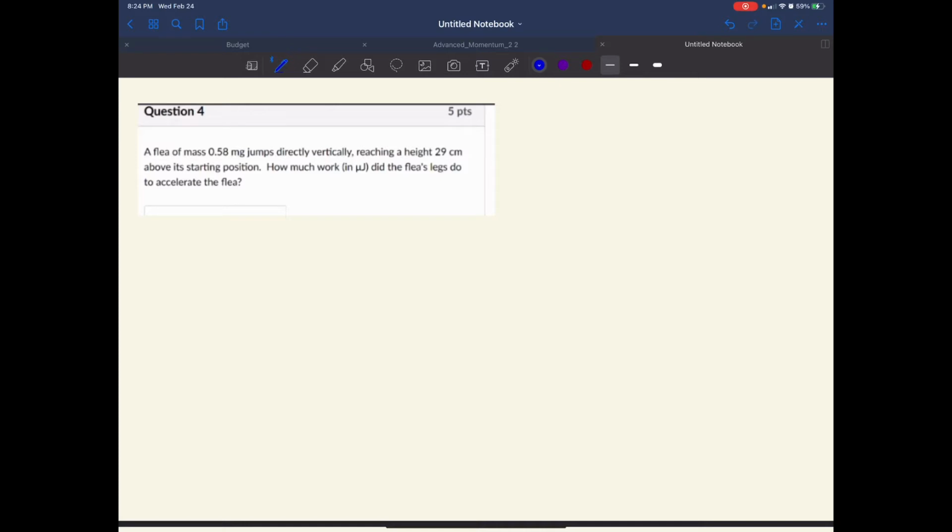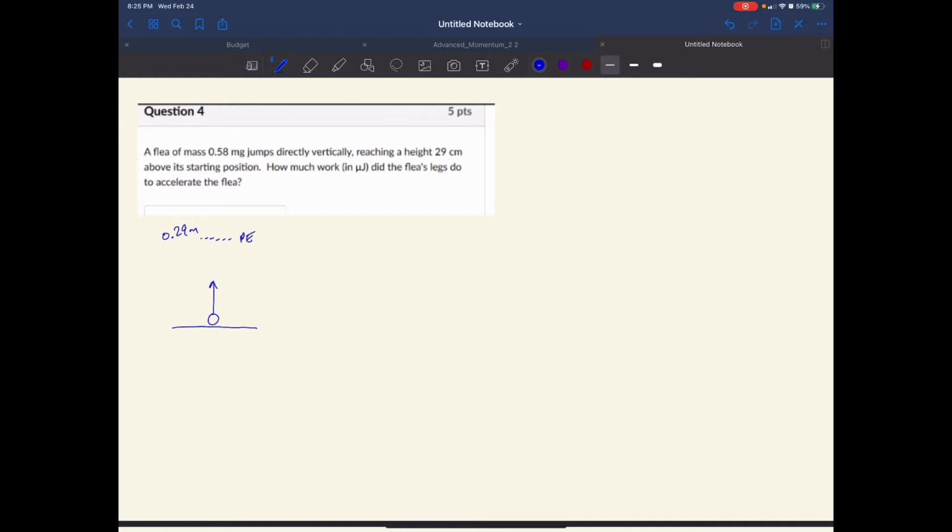All right, so the way we're going to think about this is that the initial energy of the flea is zero, right? It's just sitting on the ground. It has zero potential energy. It's got zero kinetic energy. It jumps up, so now it has potential energy, and the height is 0.29 meters, which is 29 centimeters. So it had zero energy to start, and then at the end of this jump, at the top, it's got a bunch of potential energy.